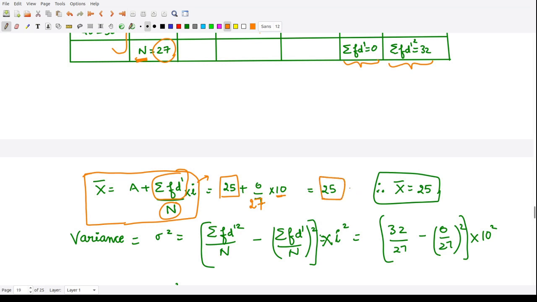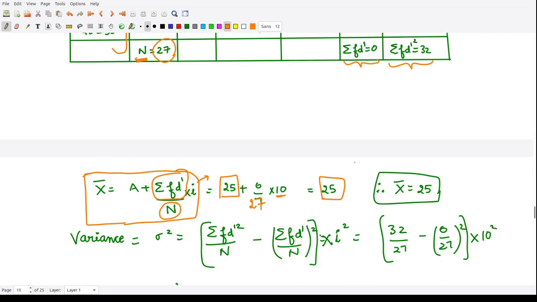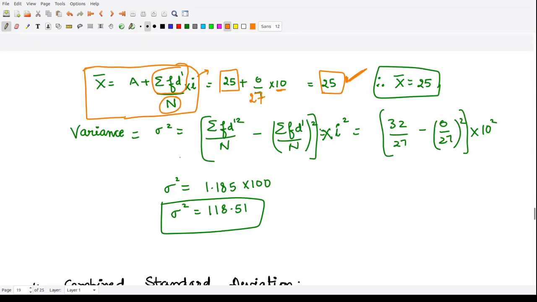So basically whatever you by chance assume the mean to be, 25, and the actual mean also comes out to be 25 here. So this occurred by chance, right? So next we'll see what is the corresponding variance.